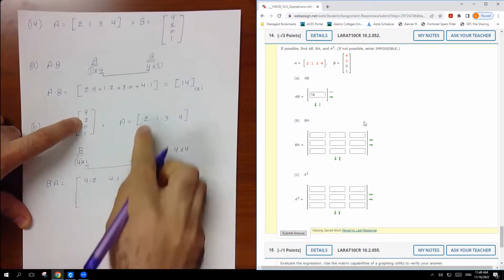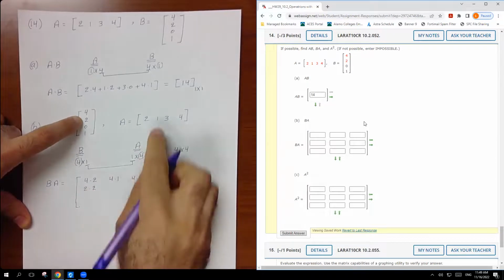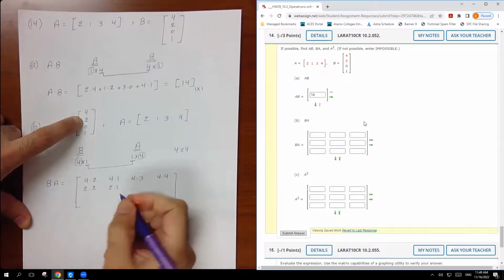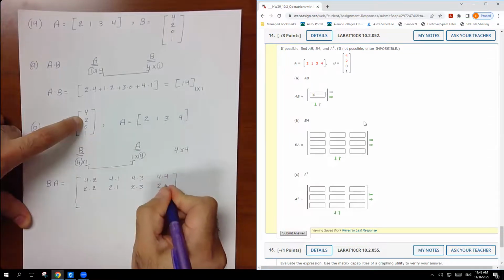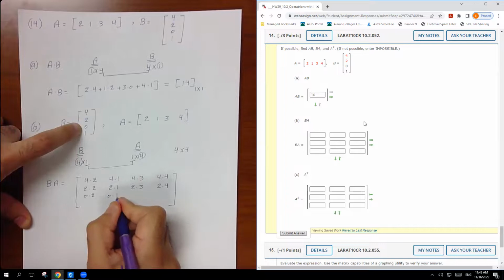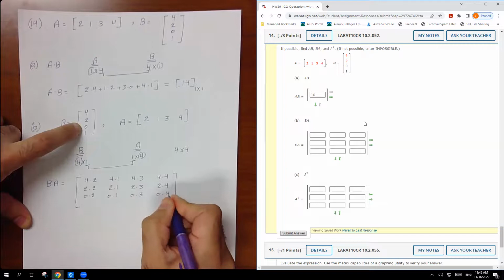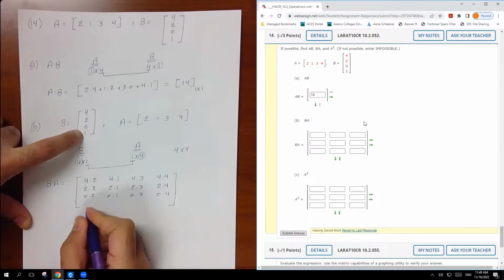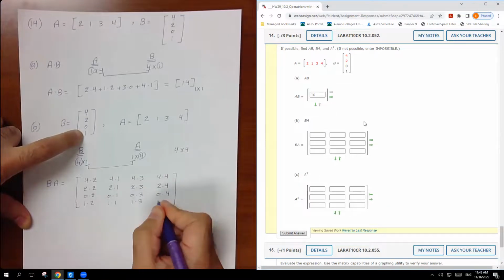Now the second row times the first column. So it's going to be 2 times 2, and 2 times 1, and 2 times 3, and 2 times 4. Then it's going to be 0 times 2, 0 times 1, 0 times 3, and 0 times 4. And the last one is going to be 1 times 2, 1 times 1, 1 times 3, and 1 times 4.